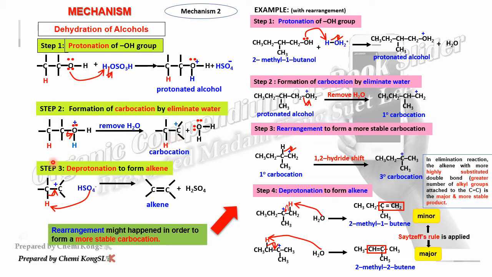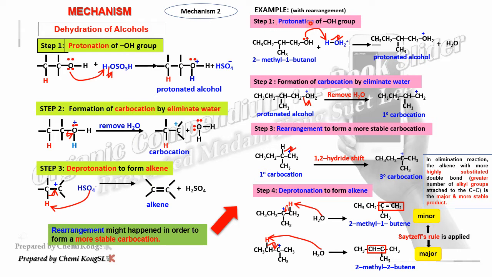Okay, step 3, deprotonation to form alkene. Now, the HSO4 negative that was generated from step 1 goes to attract the hydrogen. Now the C-H bond points to the C-C bond to form a carbon-carbon double bond. Alkene is formed. And then H2SO4 is regenerated. So rearrangement might happen in order to form a more stable carbocation. That's why there are some examples involving rearrangement. So total with 4 steps.